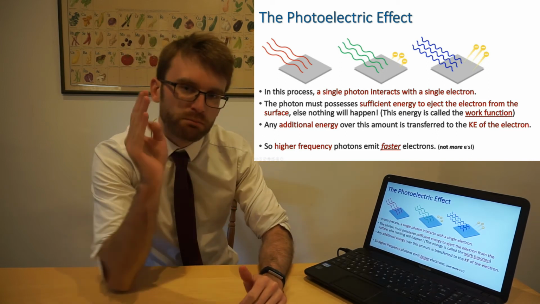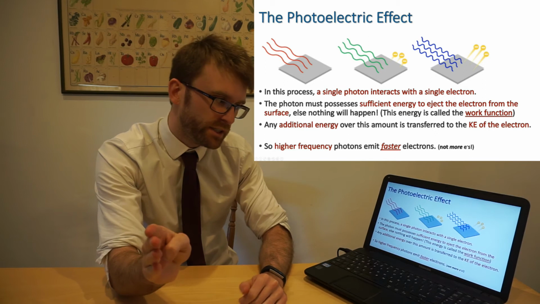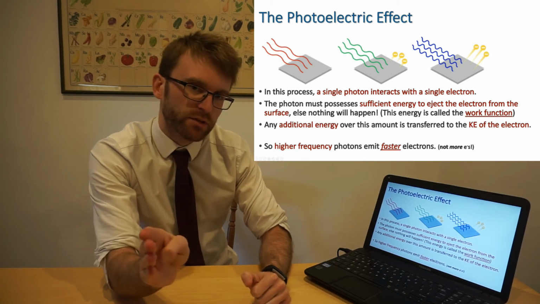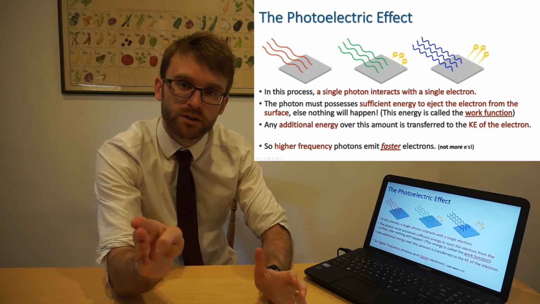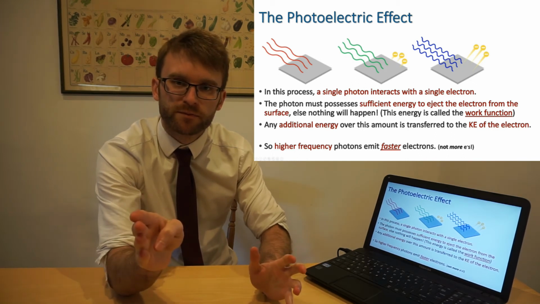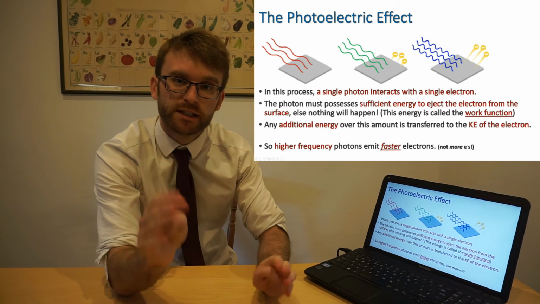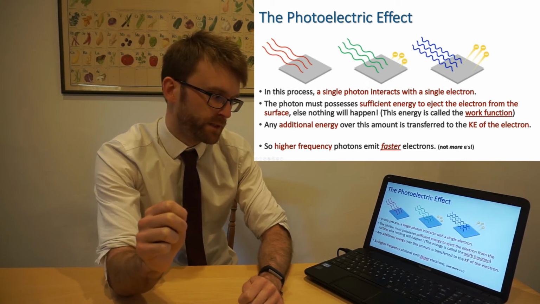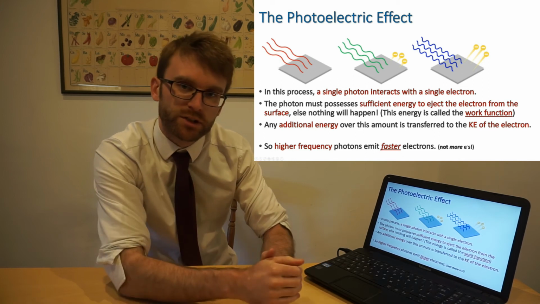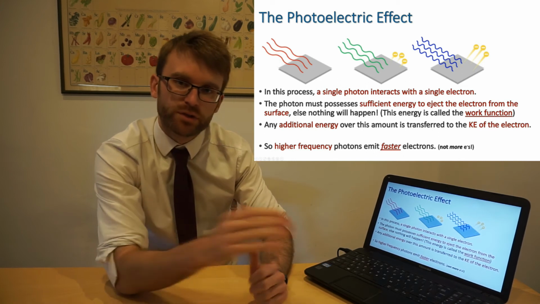The photon must possess sufficient energy to eject the electron from the metal surface. If it doesn't, nothing will happen. It must possess sufficient energy. If it doesn't, nothing will happen. That specific amount of energy is called the work function.